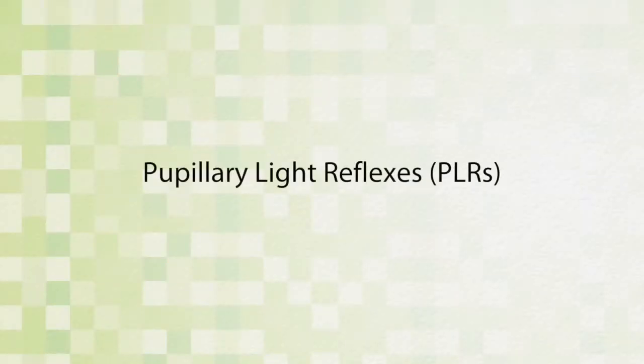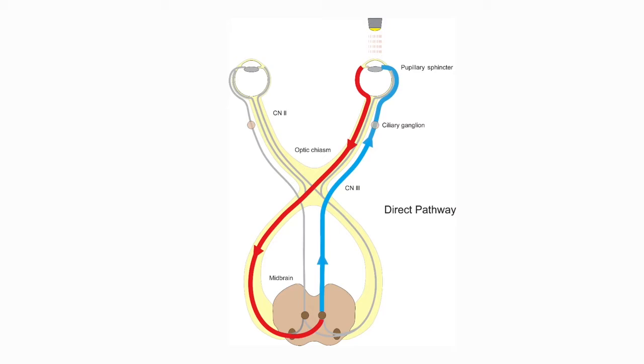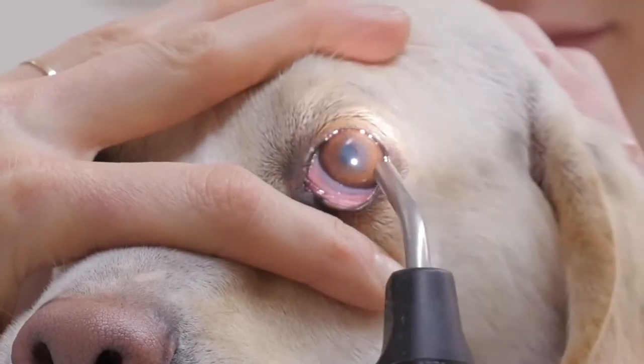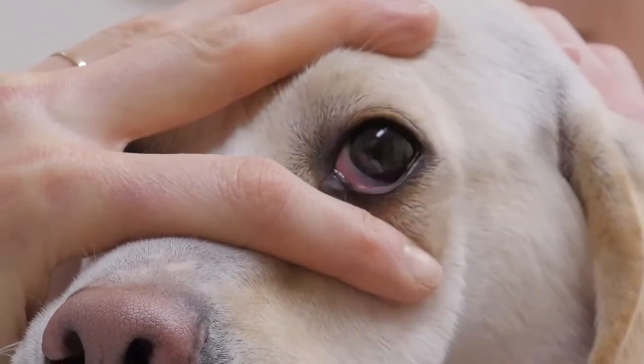Pupillary light reflexes. The direct pupillary light reflex is a subcortical reflex elicited by shining a bright focal light source into one eye while observing the reaction of its pupil. In a normal animal, prompt pupillary constriction should occur. This is repeated for the contralateral eye.